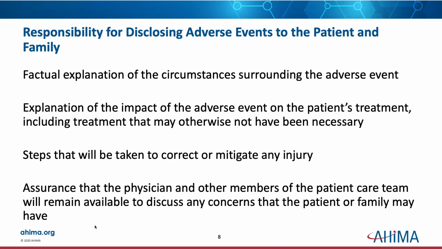There is responsibility for disclosing adverse events to the patient and family. You need to make sure that there's a factual explanation of the circumstances surrounding the adverse event. Explain the impact of the adverse event on the patient's treatment, including treatment that may not have otherwise been necessary. What steps have been taken or will be taken to correct or mitigate any injury, and assurance that the physician and other members of the patient care team will remain available to discuss any concerns that the patient or family may have. So these are all aspects from a legal perspective when it comes to performance improvement and some of the outcomes. I know your chapter actually has more information than that.